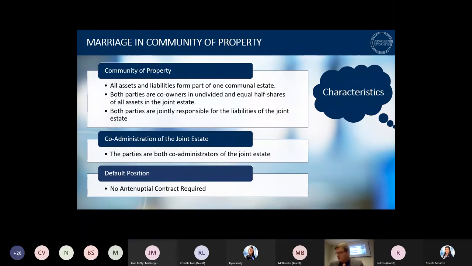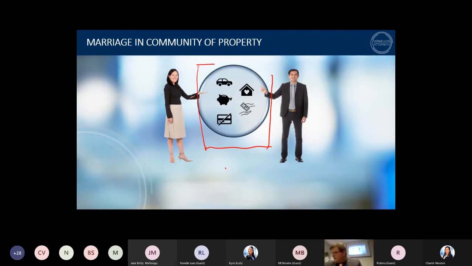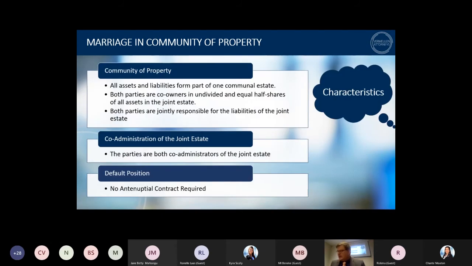That big pot that we looked at earlier, and I'll scroll back to the slide if my tablet will allow me to do so. I hope it will. Yes, it will. There we go. We have one communal pot sitting in the middle, which is our joint estate, which contains all of the assets and the liabilities which accrue to the parties in undivided and equal half shares. That is in respect of the assets. In respect of liabilities, the parties are jointly responsible for the payment of same.